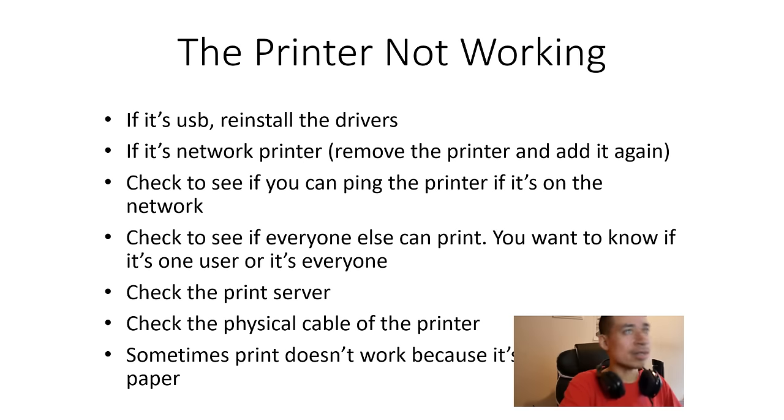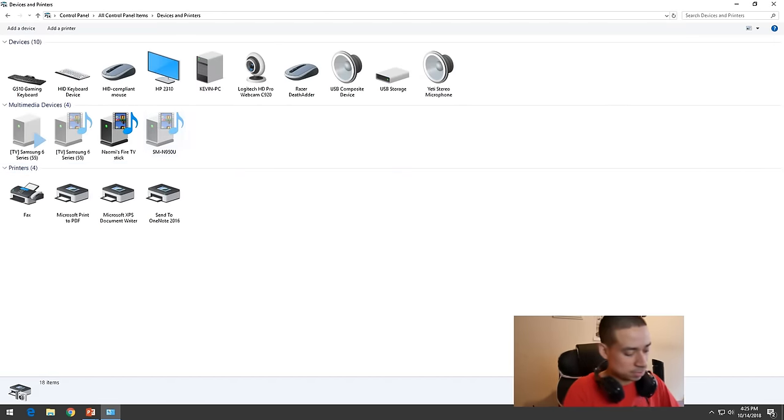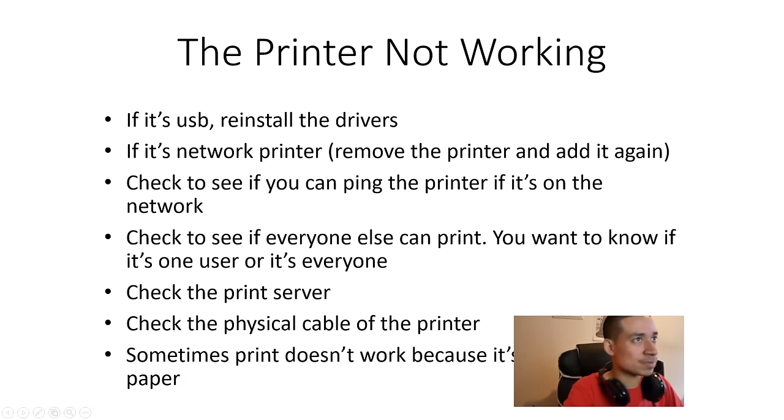All right, this one. Printer is not working. If it's a USB printer, shut off the printer and remove the printer. Go to control panel, devices and printers, right click, remove the device, the USB printer. Shut off the device, remove the printer, reboot it again, and let it reinstall the drivers. Then have them do a test page by right clicking on the printer, printer properties, test page, or go into a Word document and print out a test page. If it's a network printer, remove the printer and add it again.